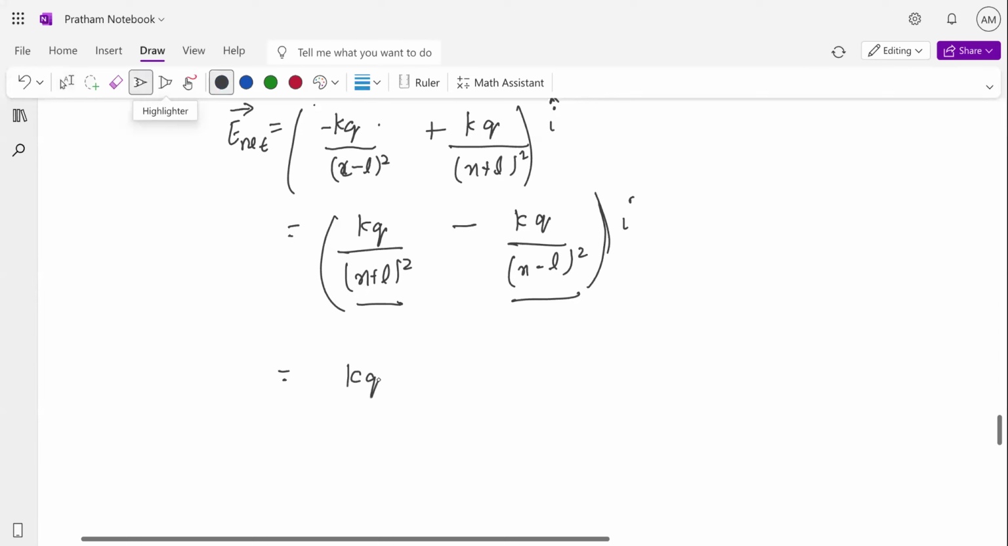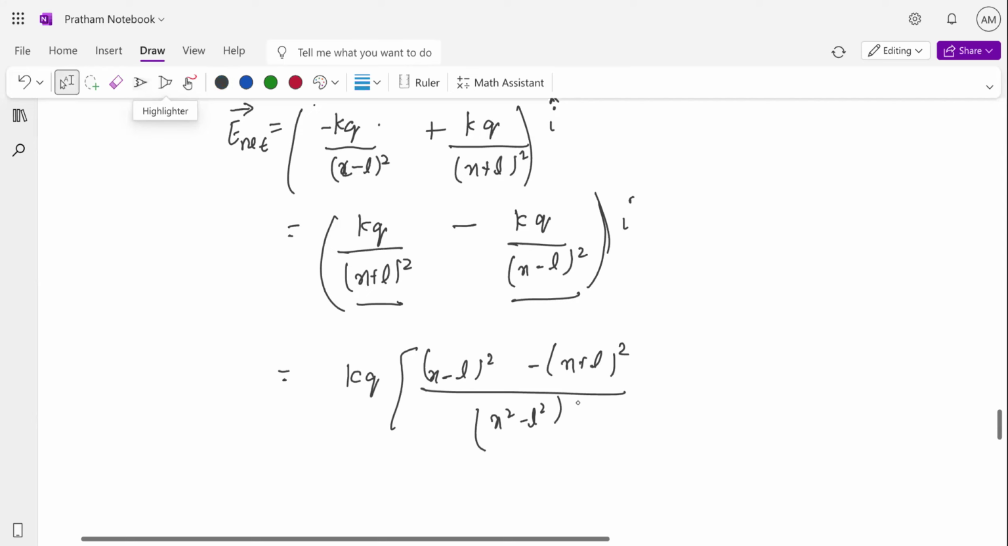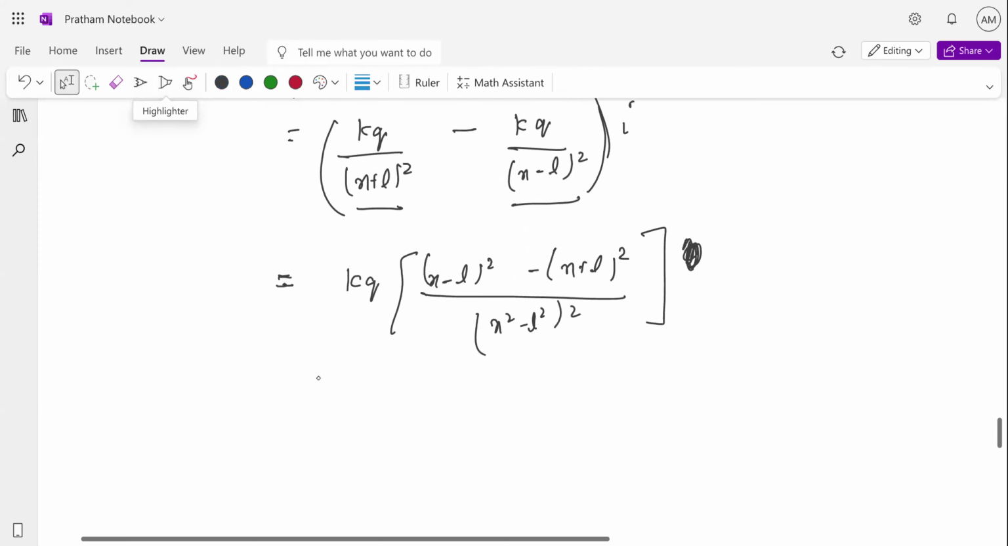So yeah, we just have to solve it out. I can take kq as common. You will be left with (x plus L) square minus (x minus L) square, and here you will have (x square minus L square) square. Let's remove the direction basically right now. So you have kq. If you solve this portion, what are you going to get? You will get 2x minus 4 times x divided by x square minus.